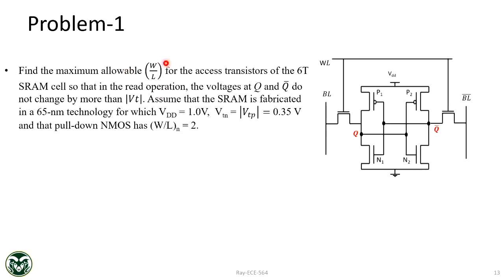So we are asking what should be the maximum value of W by L for the access transistor. What is your guess? Suppose you don't solve the problem by learning. Conceptually, what do you think it should be? This should be strong.